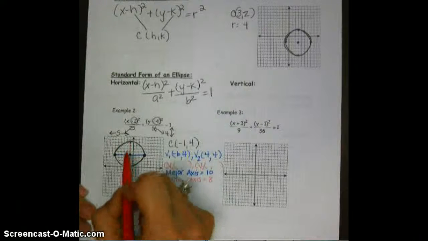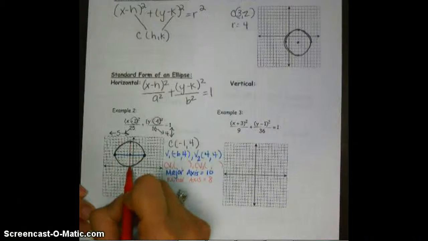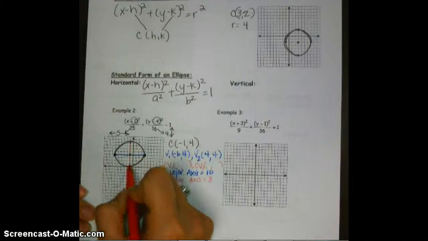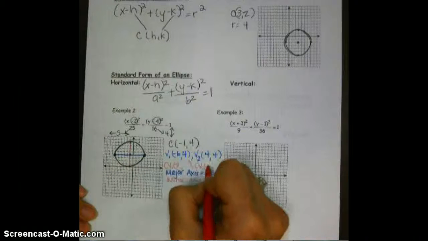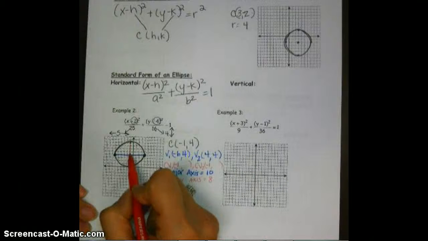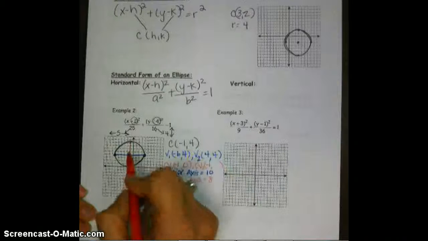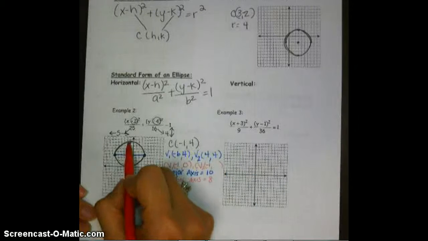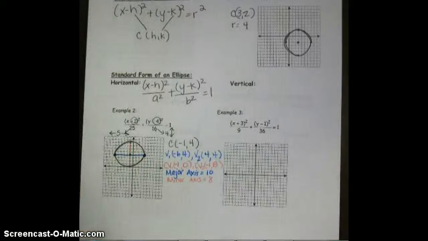And then for the endpoints of my minor axis, start at the bottom. These are going to be your co-vertices. So they all have the same x value as my center, which is -1. We started at 4 and we traveled down 4, so we ended up at 0, and we traveled from 4 up 4, so we ended at 8.